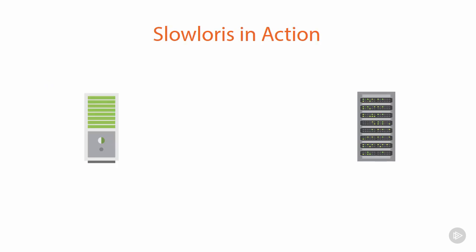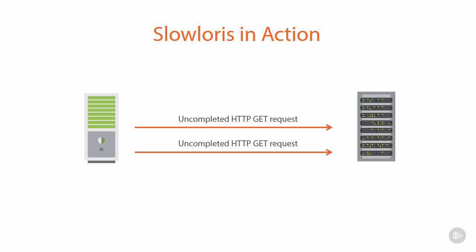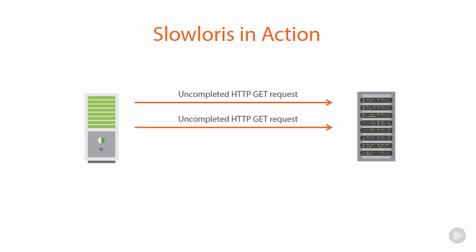So Slowloris is really straightforward. We simply have one machine sending an uncompleted HTTP GET request to another machine. And then it just keeps sending them and sending them. And the target machine just sits there waiting for the request to be completed, and it never is. So that's Slowloris in action.